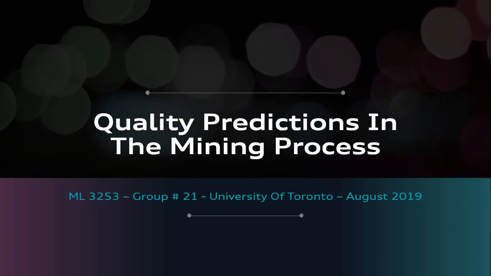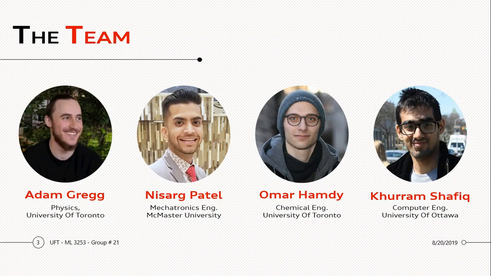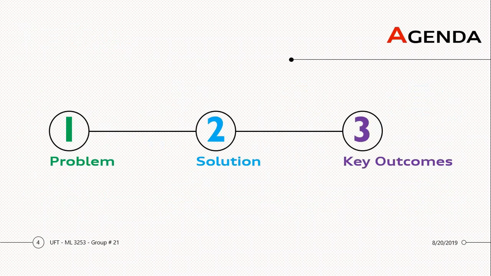Without any further ado, let me introduce you to the team behind this project. We have Gregg, myself Nisarg Patel, Omar Hamdy, and Khurram Shafiq. There are three key things we will cover today about our project. At first, we will look at the problem that exists and how the team decided to tackle it. Secondly, we will look closer at our solution, including the data set that we have used and the ML models that we came up with. Lastly, we will wrap it up with key findings of our project as well as the next steps on how we plan to move forward. Let's dive into the problem.